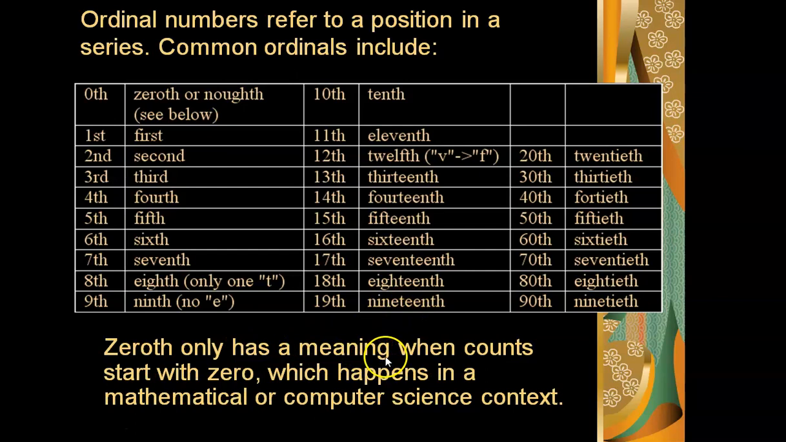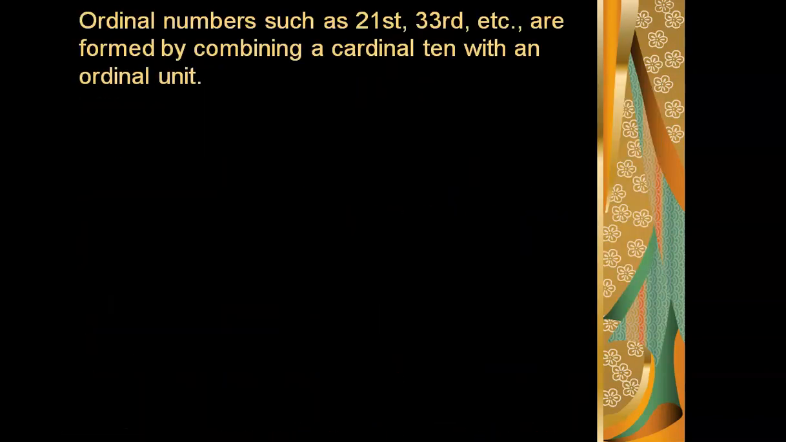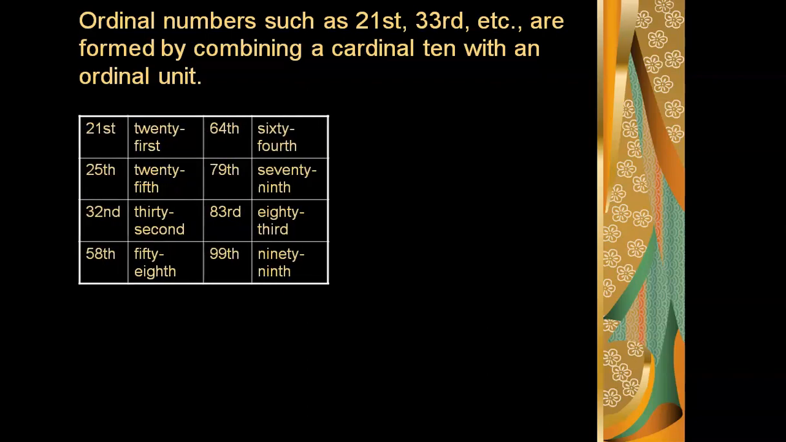Zeroth only has a meaning when counts start with 0, which happens in a mathematics or computer science context. Ordinal numbers such as 21st, 33rd, etc. are formed by combining a cardinal ten with an ordinal unit: 21st, 25th, 37th, 58th, 64th, 79th, 83rd, and the 99th.